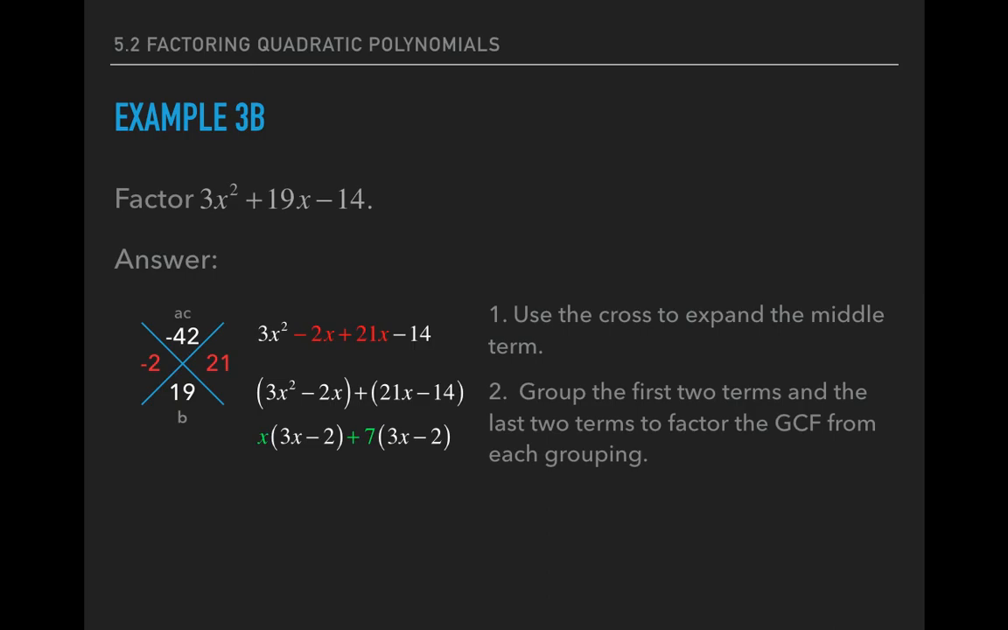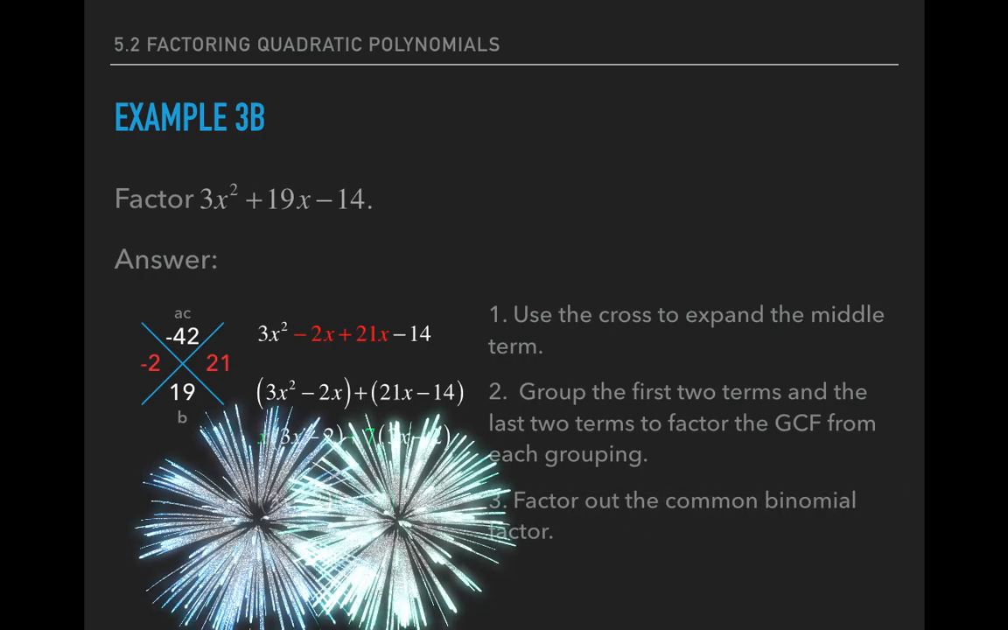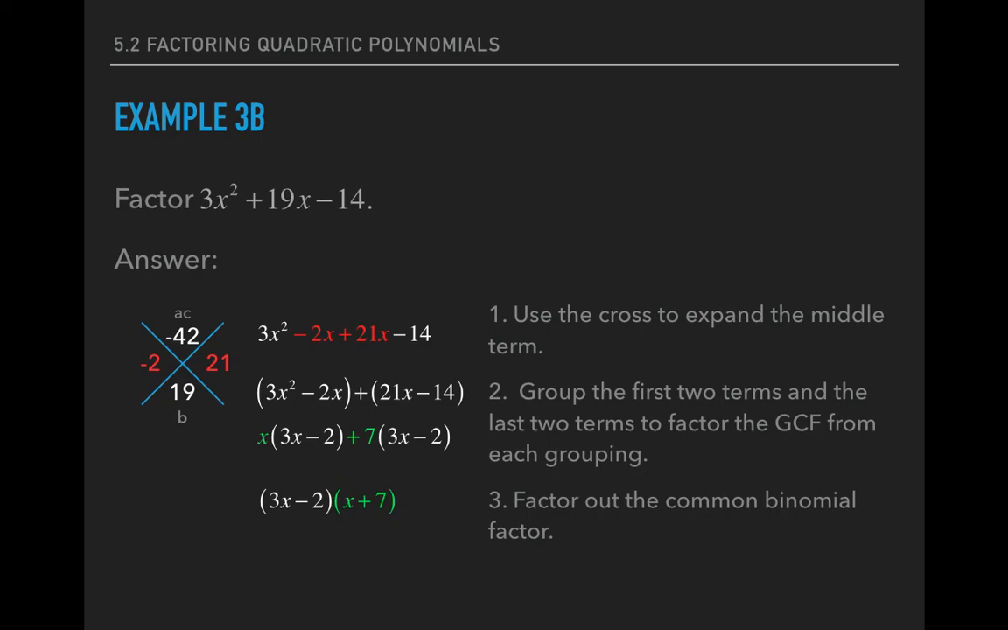Well, from the first, all you can pull is an x, and from the second, it would be a 7, and look at there. The result, the leftover part, is identical, so we can pull out that common binomial factor, and the other factor will be x plus 7. So there you have it. That's another example when your a value is something other than 1.